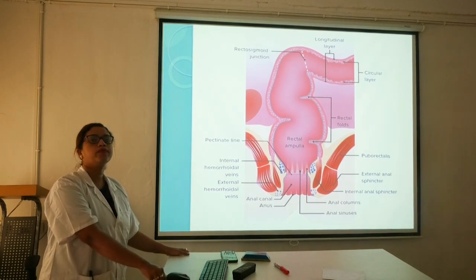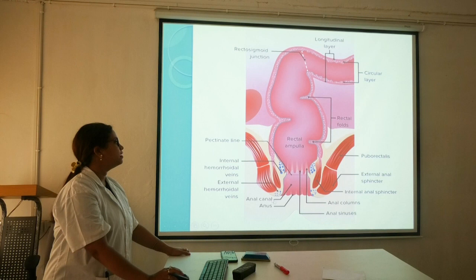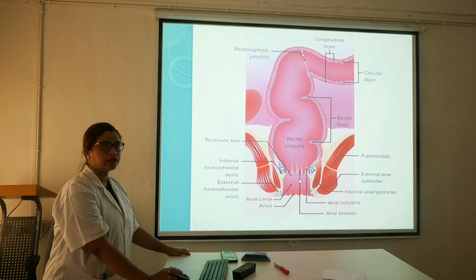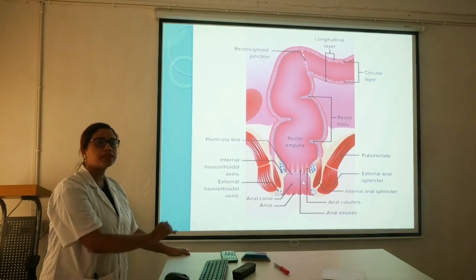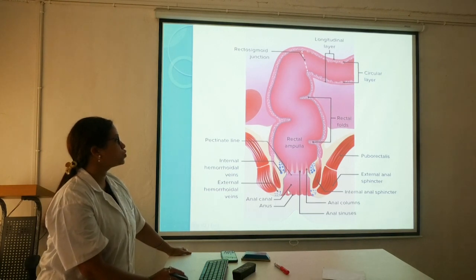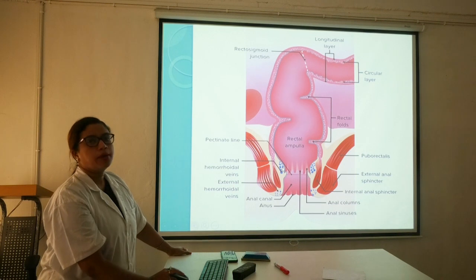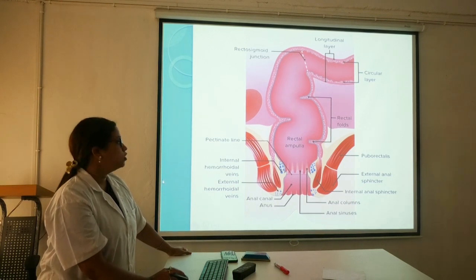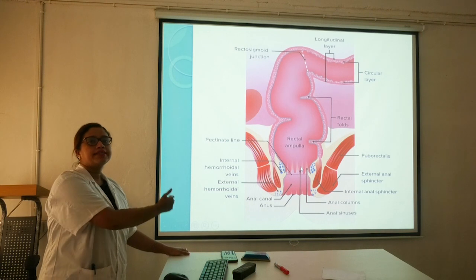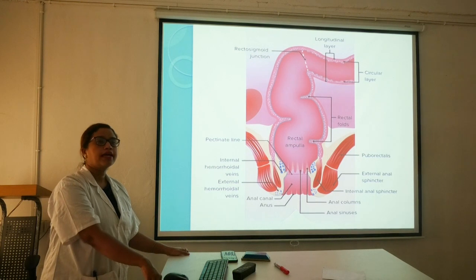Now what is the white line? The downward area, the lower one-third, is known as pecten pubis. Between this and the anal orifice, that is known as the white line. So this is the external hemorrhoid and this is the internal hemorrhoid. By that way they have classified. If it is above the pectinate line, it is known as internal hemorrhoid, and if it is below, that is known as external hemorrhoid.